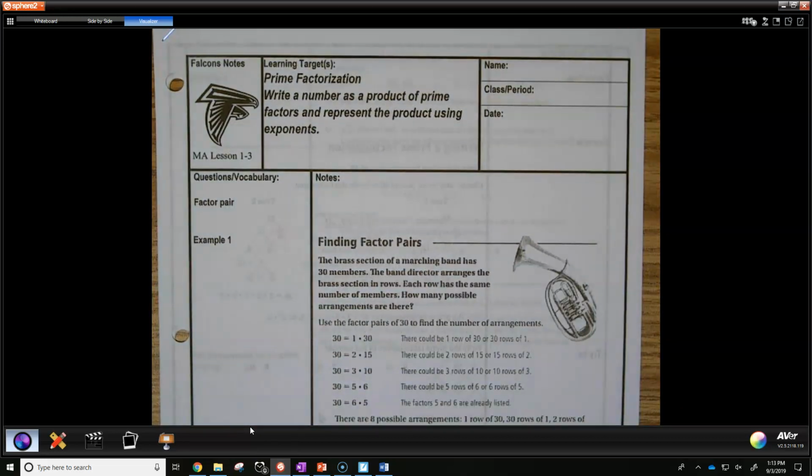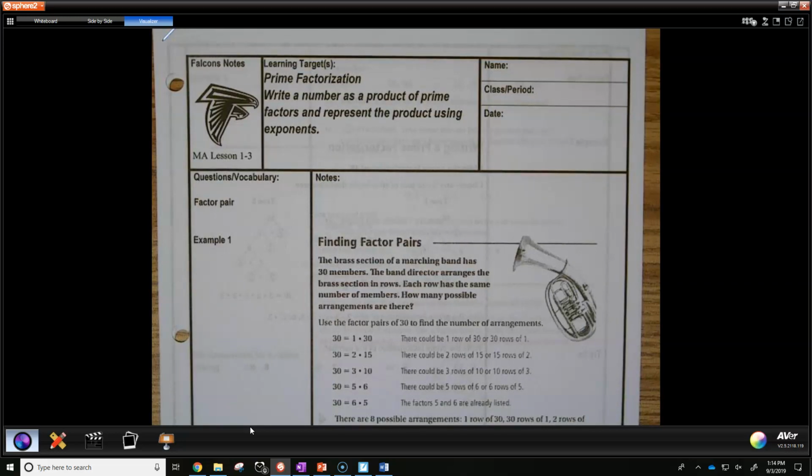Alright, so today we are going to work on lesson 1.3. Your notes can be in front of you. Our lesson is over prime factorization. Today our learning goal is up here on the board. It's also on your notes. It's also going to be in your planner. And it should also be in your workbook that we'll look at. But the goal is that I will write a number as a product of prime factors and represent that product using exponents. Once again, we always want to make sure we understand what that goal means.